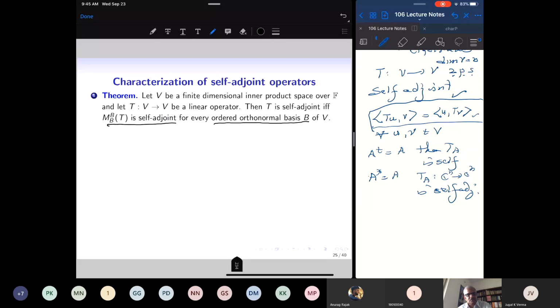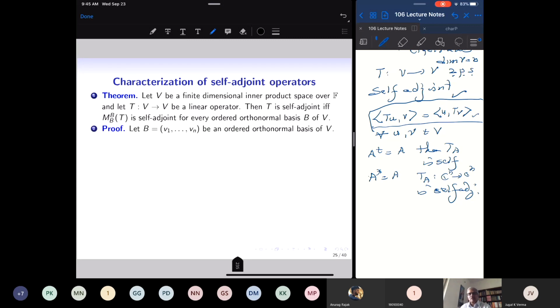So look at the matrix with respect to any ordered basis, but it should be an orthonormal basis. It is not an arbitrary basis. It is an orthonormal basis. Fix an orthonormal basis, which you can construct if your inner product space is finite dimensional and you have access to a basis: apply the Gram-Schmidt process and construct an orthonormal basis, and then construct the matrix of this linear operator with respect to this orthonormal basis. If it is self-adjoint, then and only then the given linear operator is self-adjoint. So let us prove this fact.